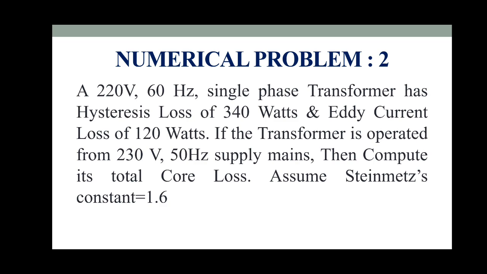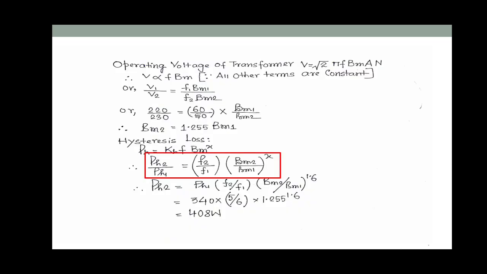Now a complicated one. A 220 volt 60 Hz single phase transformer has a hysteresis loss of 340 watts and an eddy current loss of 120 watts. If the transformer is operated from a 230 volt and 50 Hz supply mains, then compute the total core loss. Assume the Steinmetz constant equals 1.6. That means basically it is nothing but an iron core. So in our previous problem only frequency was being varied. However, in this case both voltage and frequency will vary. So we'll see how to solve this problem.